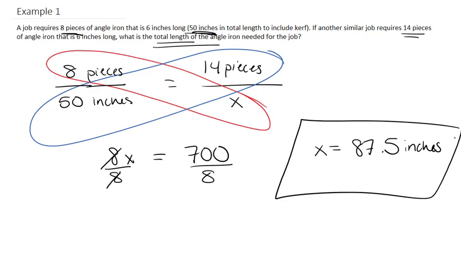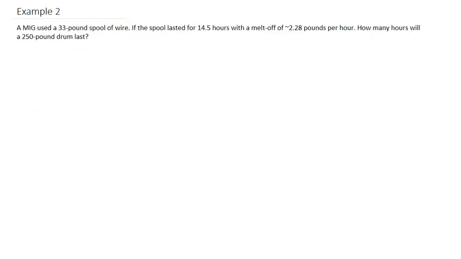Now let's look at another example. Example 2. A MIG used a 33-pound spool of wire. If the spool lasted for 14.5 hours with the melt-off that's about 2.28 pounds per hour, how many hours will a 250-pound drum last? So we can solve this problem using proportions.